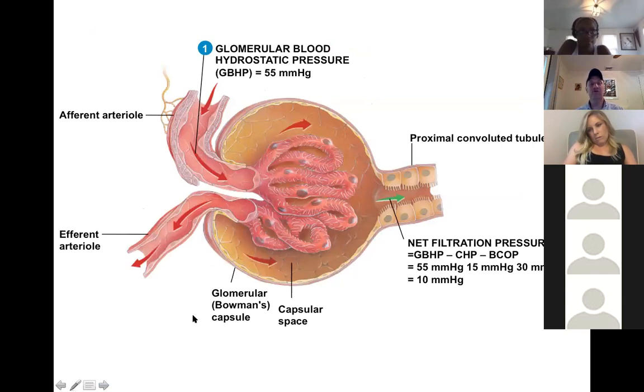Voila. So here's the cartoon. Blood comes in, 55 millimeters of pressure here. So it's not 36 millimeters of pressure. And what's going to happen is we're going to move into this space, and the capsular hydrostatic pressure pushing back is 15 millimeters. The blood colloid osmotic pressure is now 30 millimeters. And notice what this gives us. This gives us a positive value. It's that positive value that actually pushes the fluid now through the proximal convoluted tubule to begin the true filtration process that's going to happen inside the tubules.